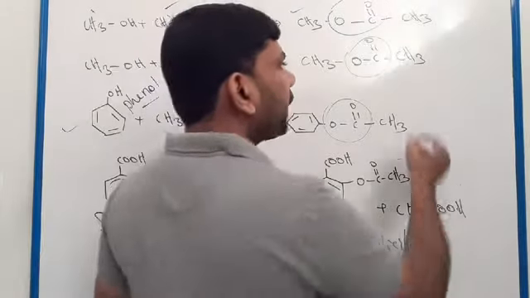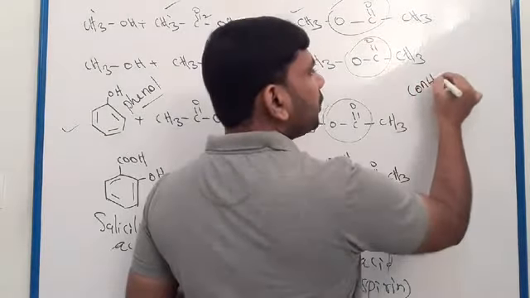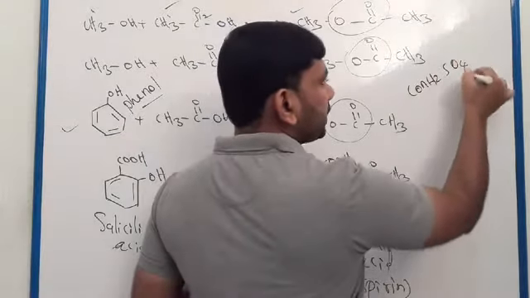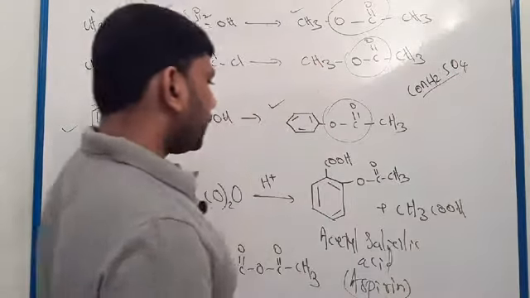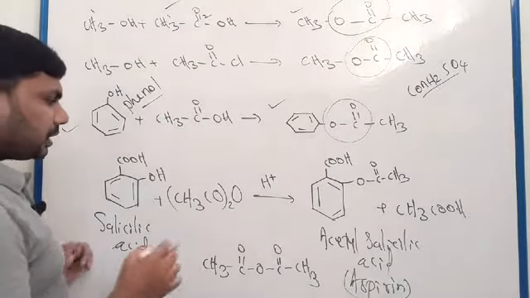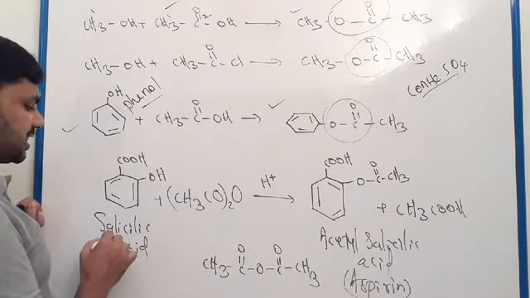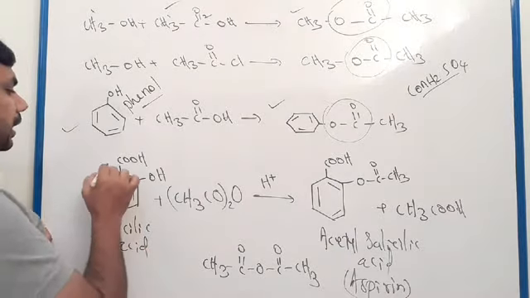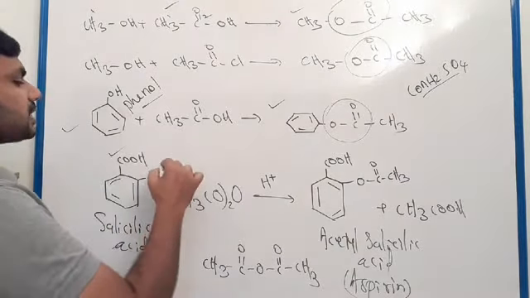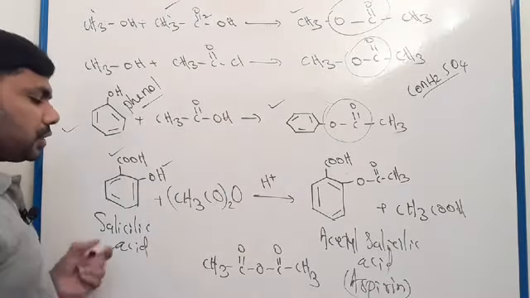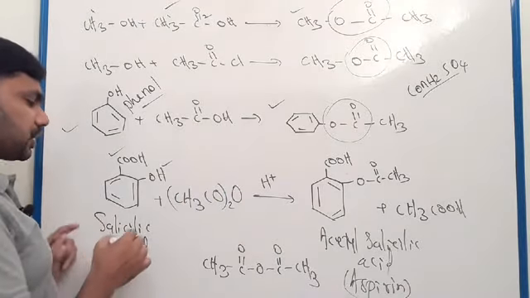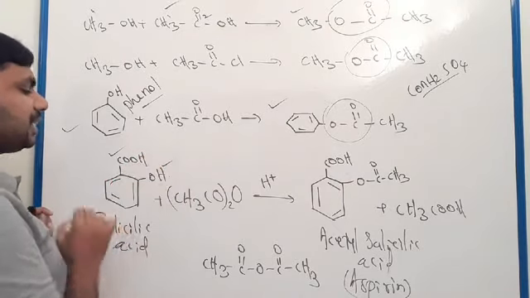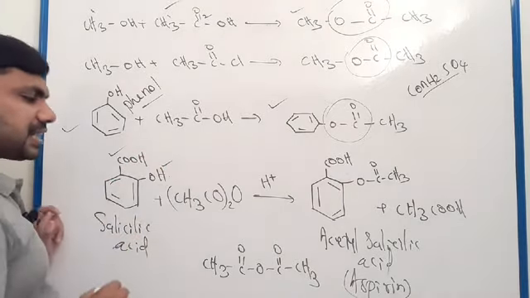All these chemical reactions take place in presence of concentrated sulfuric acid. And here this is another chemical reaction. Here this is salicylic acid. Salicylic acid means a benzene ring. It contains both carboxylic acid and alcohol. So here there are three functional groups: alcohol, carboxylic acid and benzene. So this is salicylic acid.